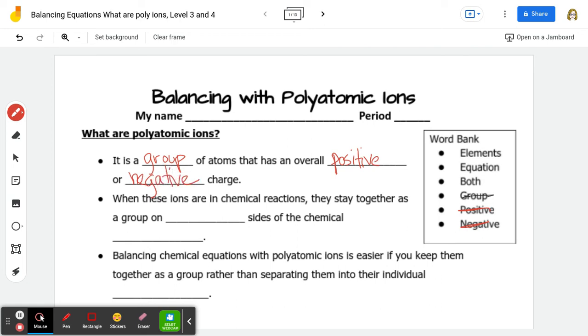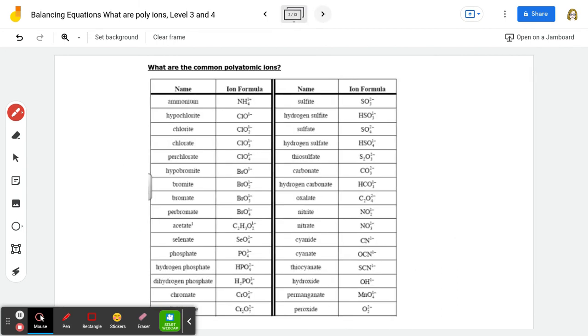When these ions are in chemical reactions, they stay together as a group on both sides of the equation. And because they stay together as a group, balancing equations with polyatomic ions is easier if you keep them together as a group rather than separating them into their individual elements. So that is key in helping you when you try to balance the equations.